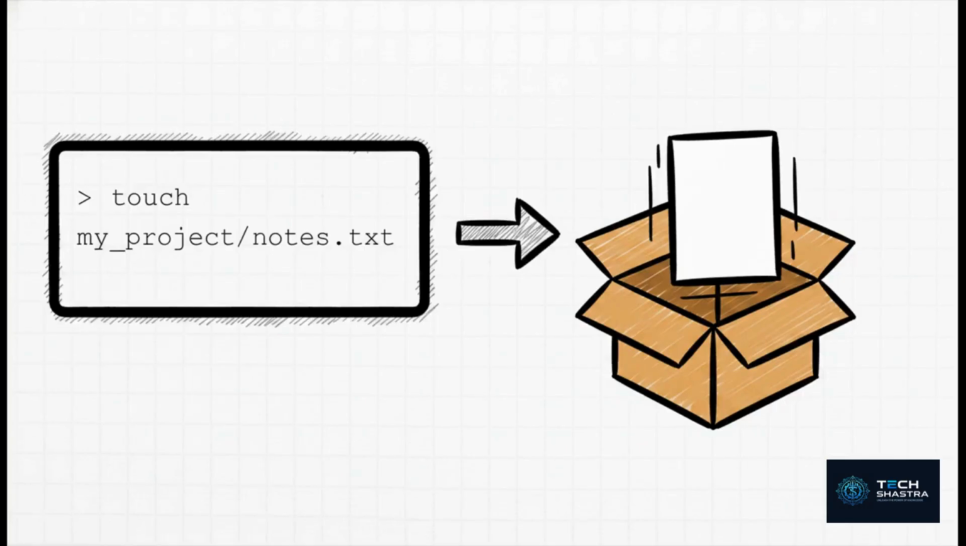Okay, box made. Now let's actually put something inside it. The touch command is awesome for this. It's a super fast way to just create a blank file. So what we're doing here is reaching inside our My Project box and creating a file called notes.txt. It's like dropping a fresh, blank piece of paper right into the box.